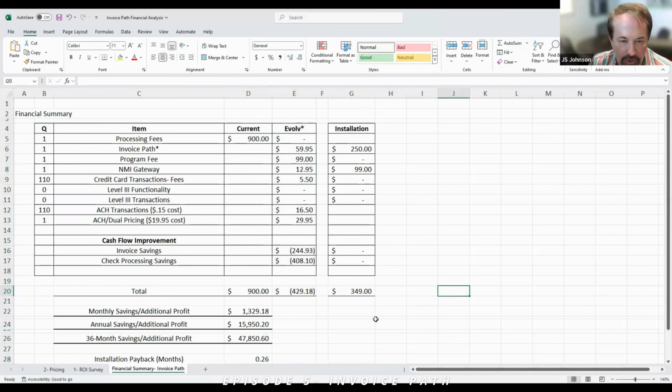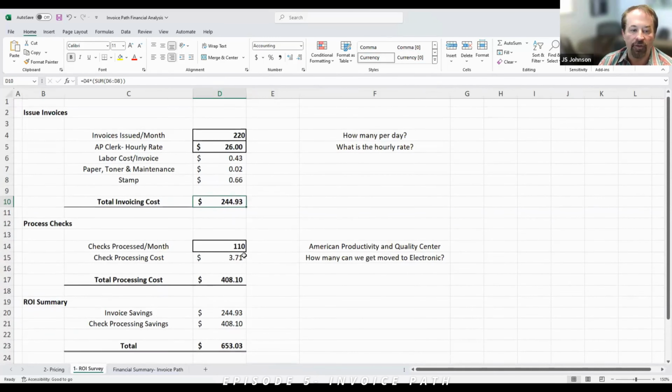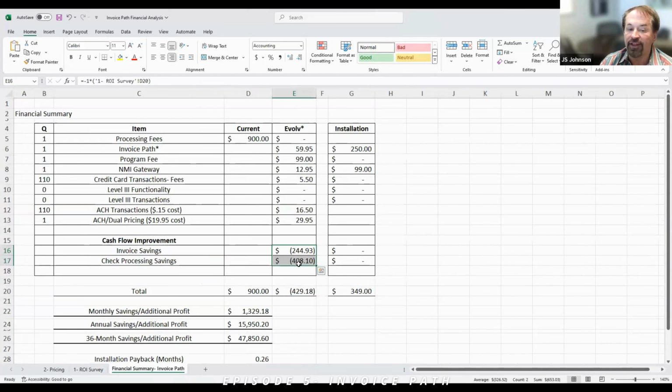Now, the first thing that you're going to see that may put you off just a little bit here is what is our invoicing savings and our check processing savings. And you see that's a negative number. I'm going to go back over to our ROI. What you see here is what it costs them to issue invoices, and this is what it costs them to process checks. And we're saying that's a negative cost because, again, that's savings. That goes in the good guys column, right?